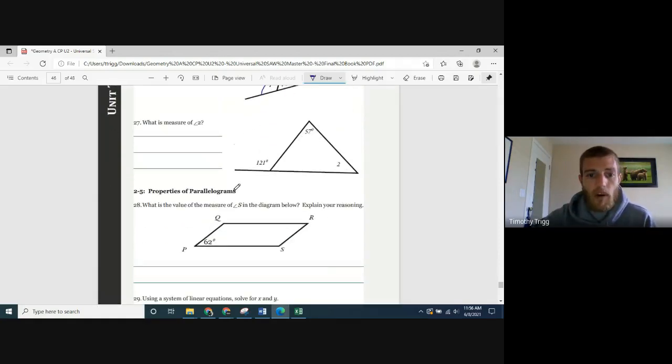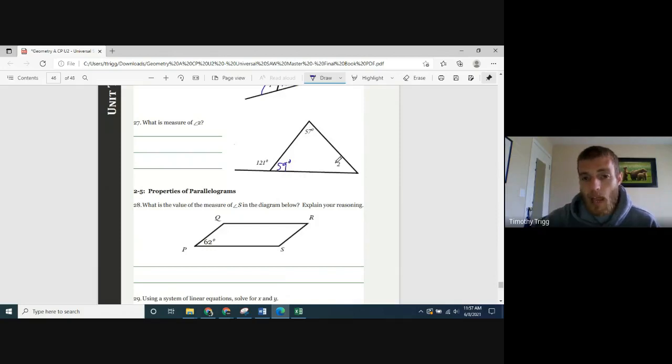Number 27, we want to find the measure of angle 2. It's kind of like the last problem, we're just doing it backwards. Here they give you this as 121 degrees. We can use that information to find the angle on the inside next to it, because these two angles are a linear pair. So I could just do 180 minus 121, and that gives me that this angle right here is 59. I know that because these two must be supplementary. They must add up to 180.